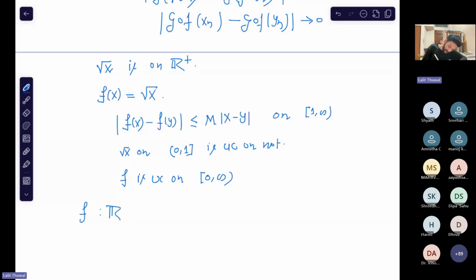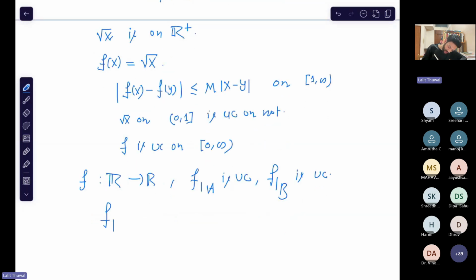But now there is a question for you. Suppose you have a function f from R to R, f when restricted to A is UC, and f when restricted to B is UC. What do you think about the function? Will it be uniformly continuous on the set A union B? Suppose f is uniformly continuous on A, and on B, then is it uniformly continuous on A union B? Yes, sir, it is true.